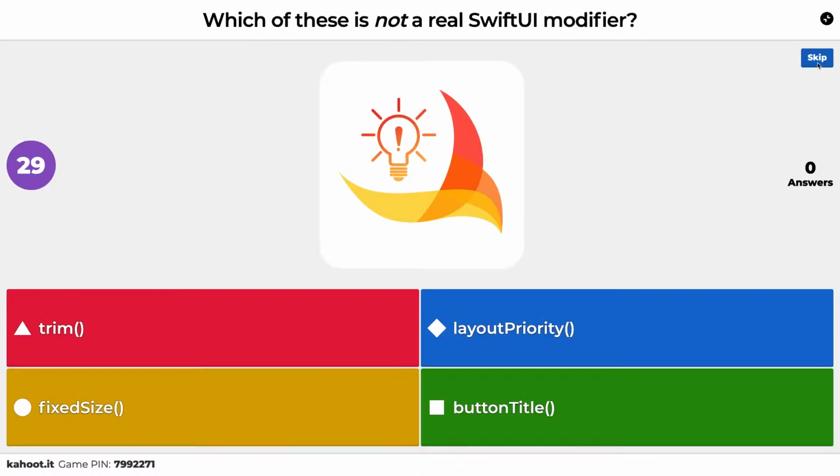Which of these is not a real SwiftUI modifier? Is it trim? Is it layout priority? Is it fixed size? Or is it button title? Trim, layout priority, fixed size, or button title? Answer now. You've got about 10 more seconds. No pressure. Well, lots of pressure.